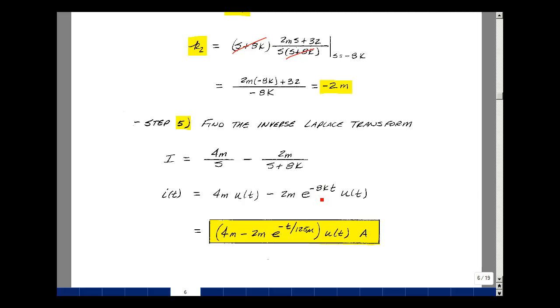Again, let's write this as a time constant, so 1 over 8k is 125 microseconds. Pull out the u of t, and I've got 4 milli minus 2 milli e to the minus t over tau. Tau is 125 microseconds, and all that times u of t, and the units are amps. And this is supplemental problem 10.3.